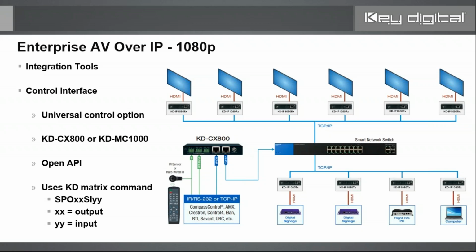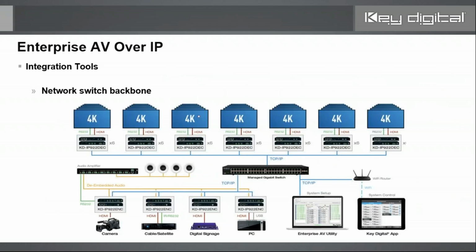And in order to control this system, you would just pick up one of our very cost-effective KD CX800 units. And with the CX800, at least one, you're able to control the entire system using our traditional matrix switching commands, just like with the IP922 as well. So many people have uninstalled old KeyDigital analog matrix switchers and gone straight to digital video over IP in this method without having to reprogram their control system at all.